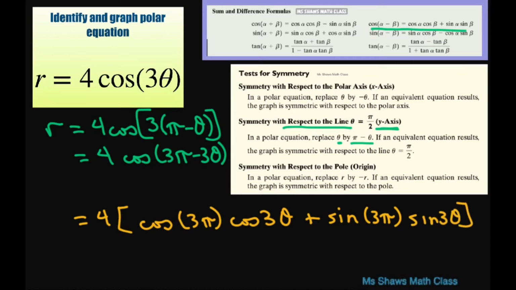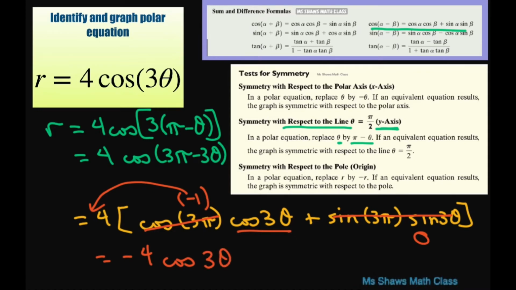Alright, sine of 3 pi is 0, so this goes to 0. And cosine of 3 pi is negative 1. So I'll pull this negative out front here, and we get negative 4 cosine of 3 theta, which is not equivalent to my original equation, so this test fails. The only one that works is this one so far.